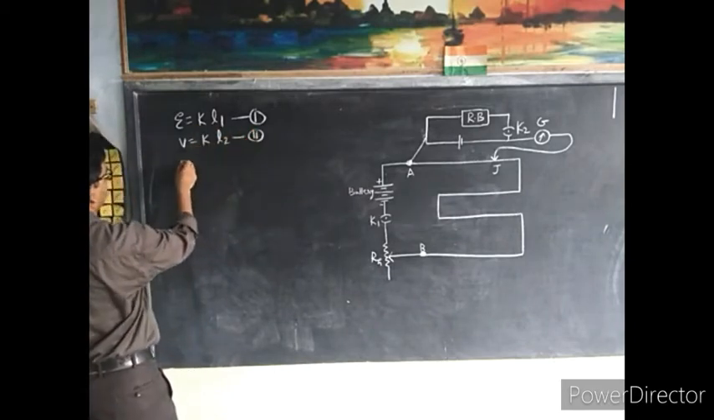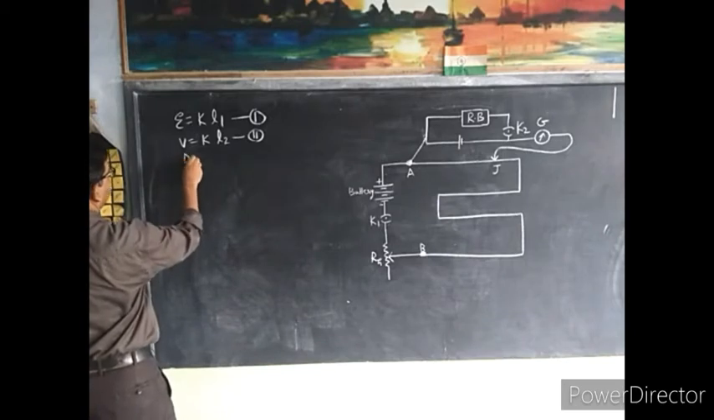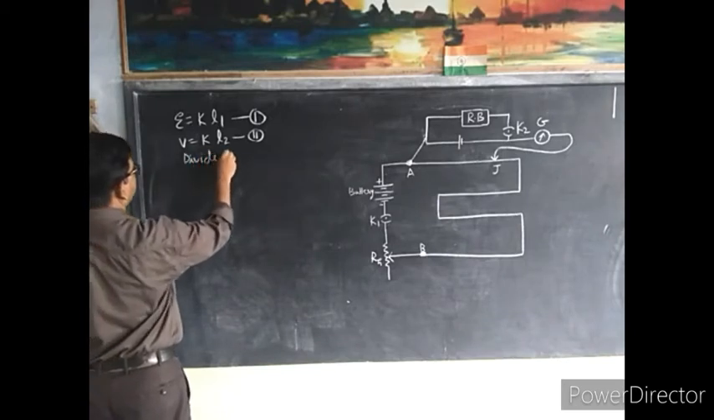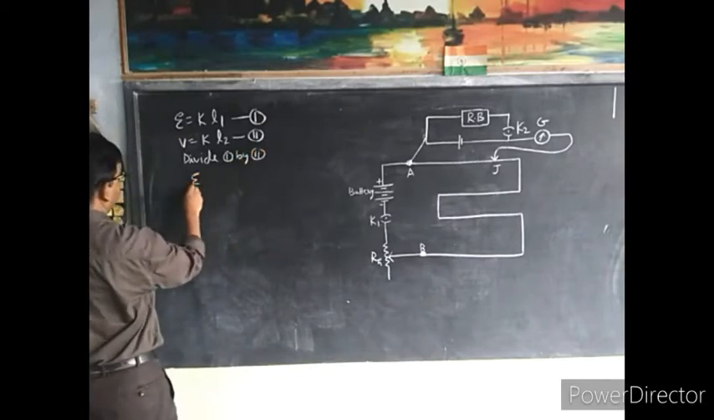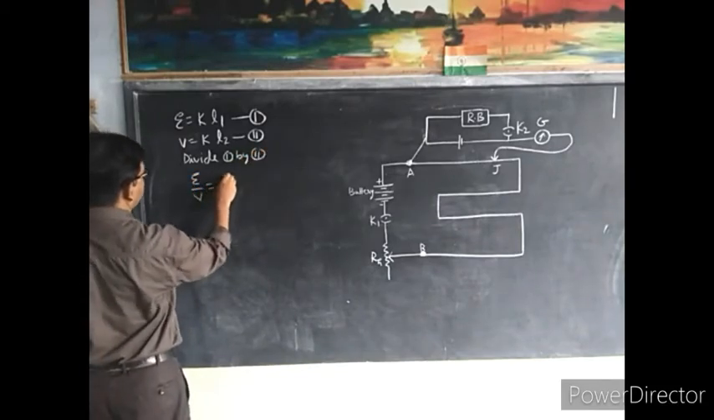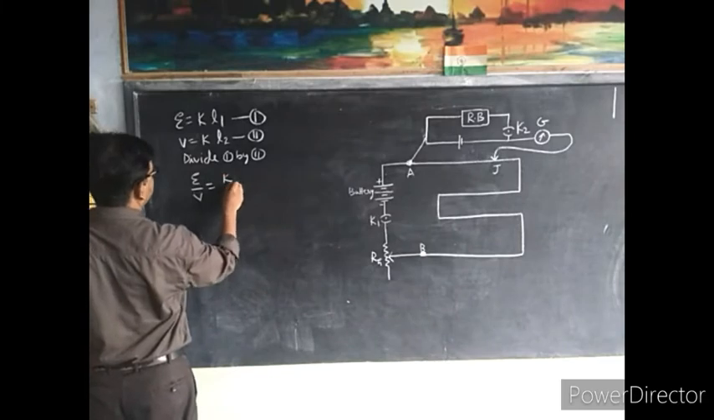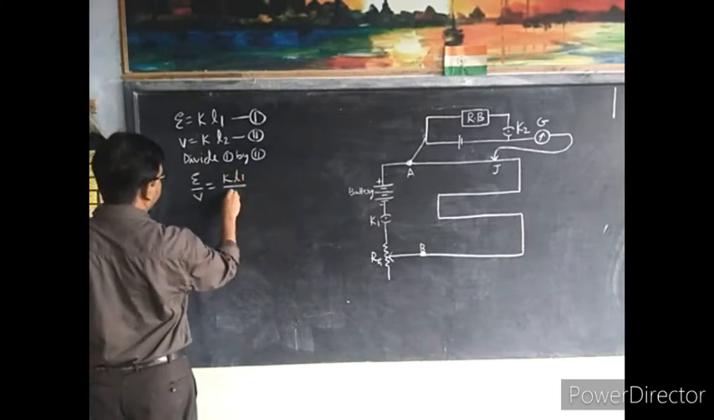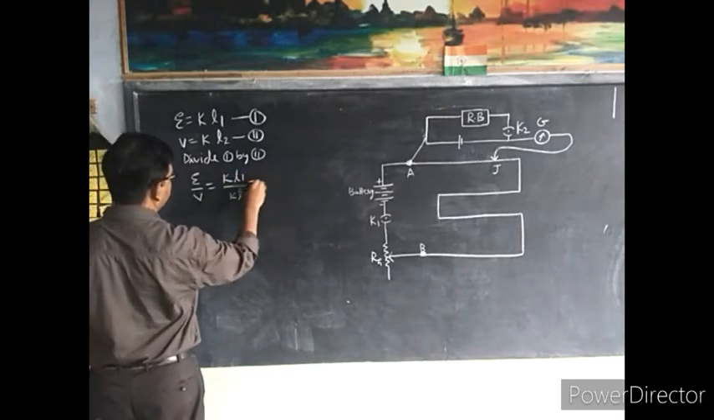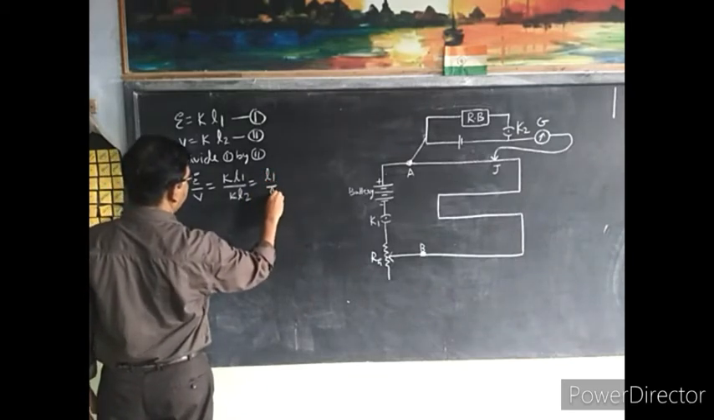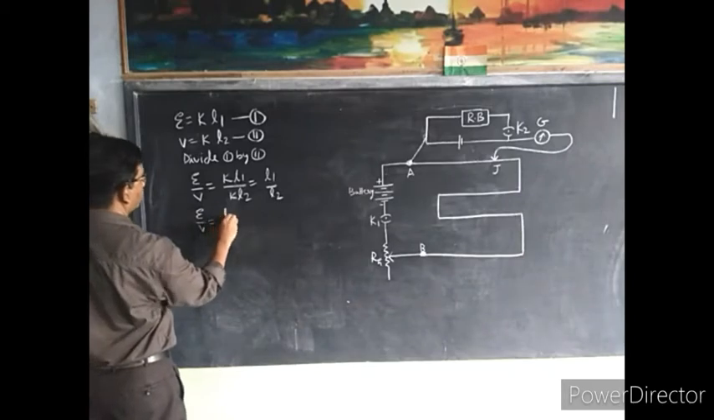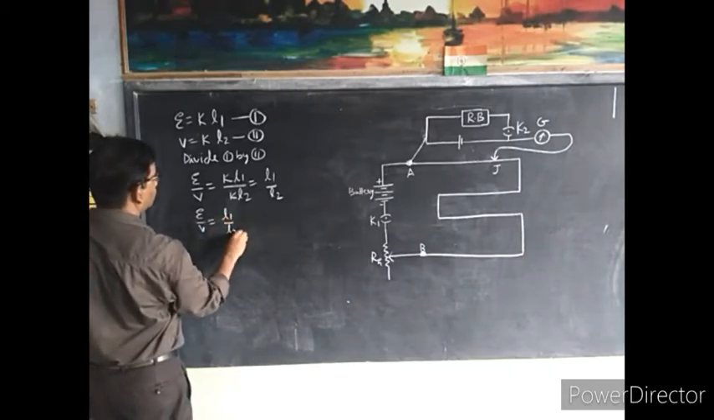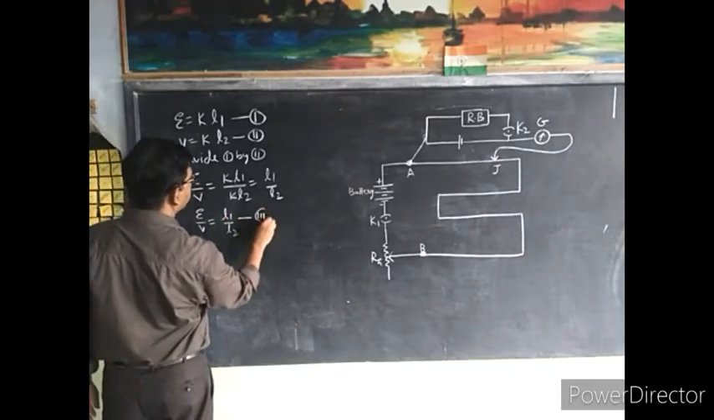Now divide first by second. E upon V is equal to KL1 upon KL2, which is L1 upon L2. Thus E upon V is equal to L1 upon L2. This is my third equation.